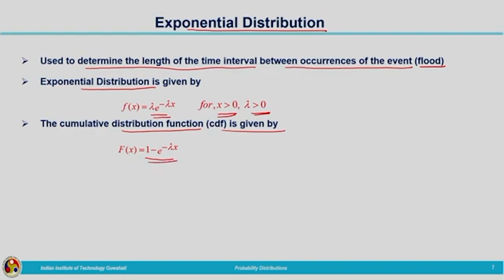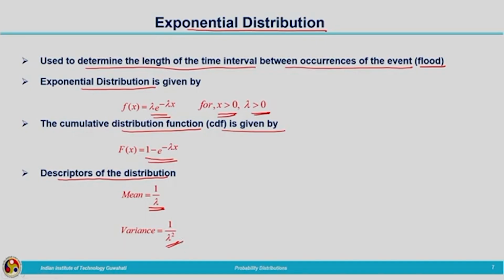You integrate the probability density function, you will get the cumulative distribution function, that is given by 1 minus e raised to minus lambda x. Now, next details which we need is related to descriptors of the distribution. Coming to the descriptors, first one is mean. Mean of exponential distribution is given by 1 by lambda and variance is given by 1 by lambda square.